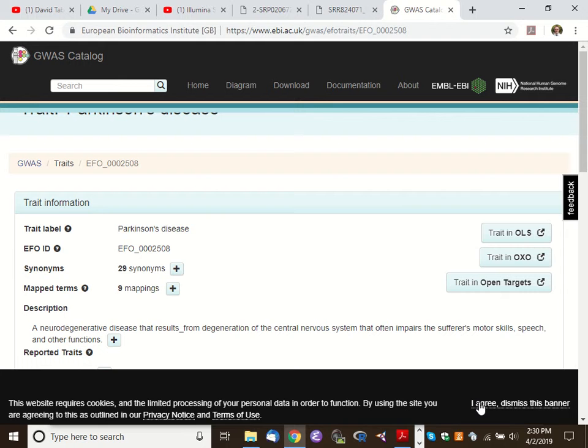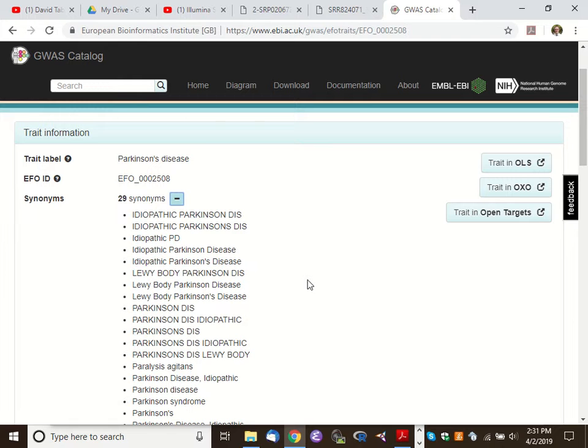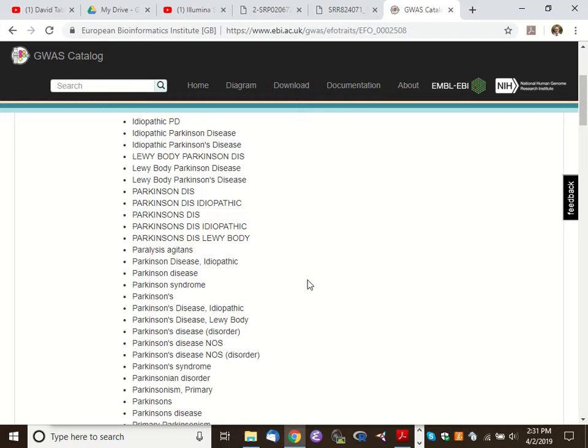Okay, we see that there are 29 synonyms. Idiopathic, PD, idio. Does everyone know what idiopathic means? It does not mean pathetic. So I have a condition called idiopathic pneumothorax, which means that occasionally my lung lining detaches itself and I scream a lot, right? So not associated with a particular disease, but it's one of those things that happens, right? So non-associated Parkinson's disorder, syndrome, Parkinson's with the apostrophe, Parkinson's without the apostrophe.